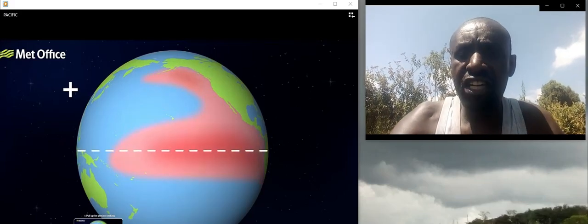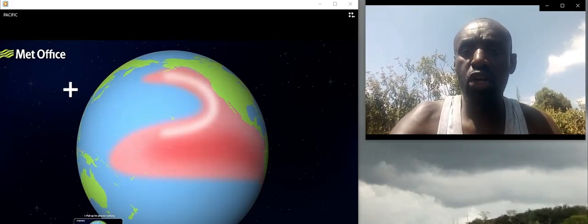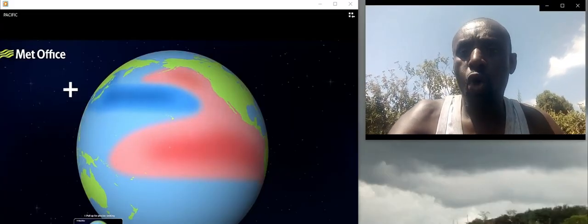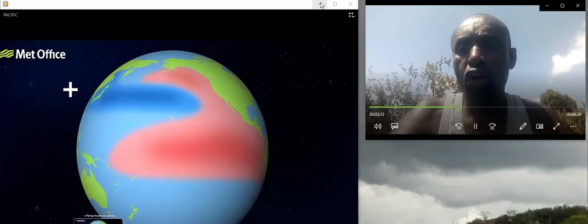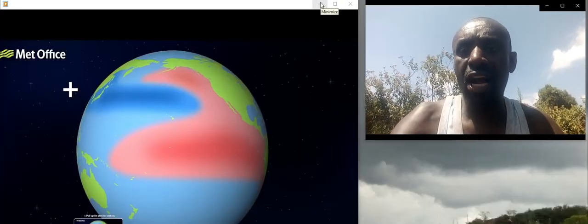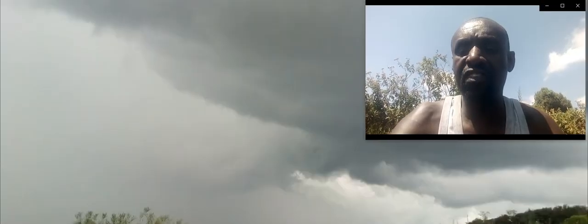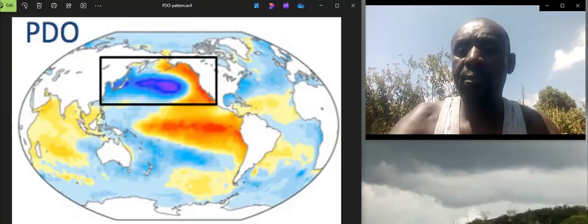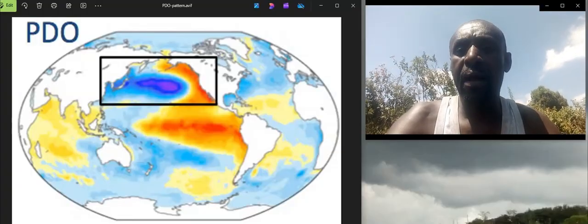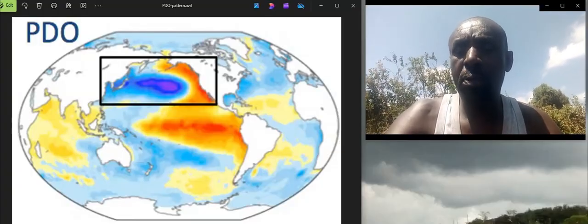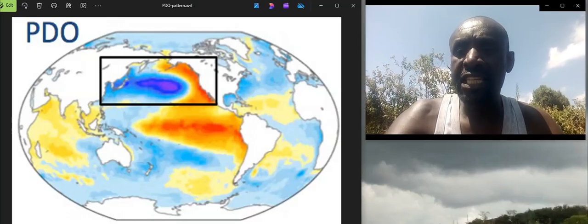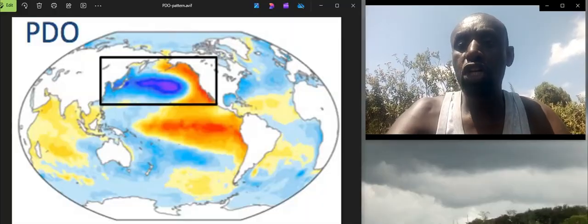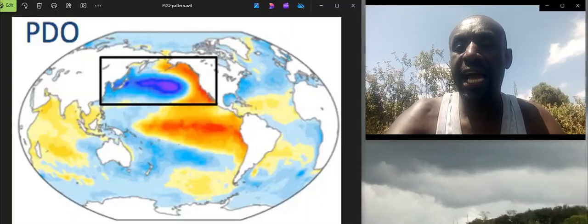And what is the difference between the PDO and the El Nino Southern Oscillation, or ENSO? The PDO is usually observed in the Northern Pacific Ocean, but the El Nino Southern Oscillation is observed in the equatorial, central, and eastern Pacific Ocean. It is a climate pattern that gives birth to La Nina, El Nino, or the neutral phase of the entire ENSO conditions.